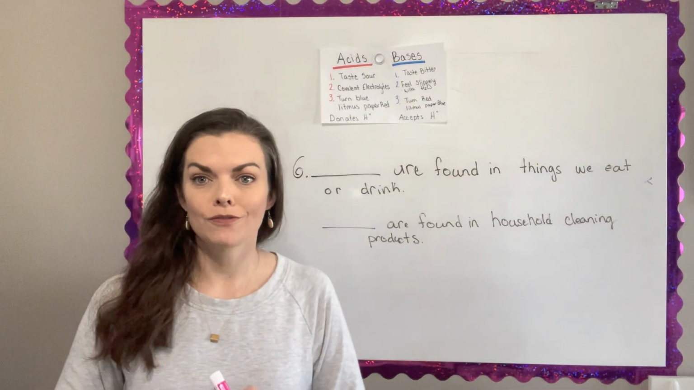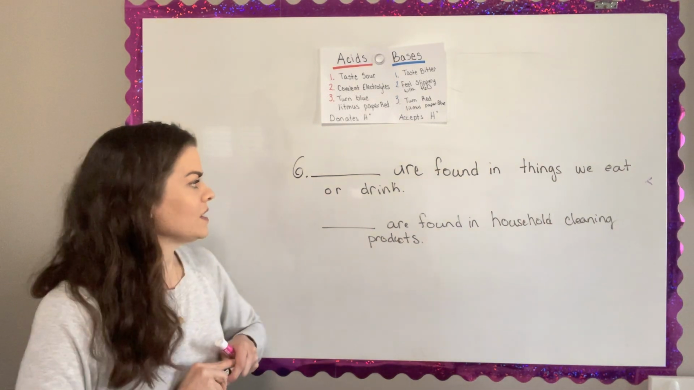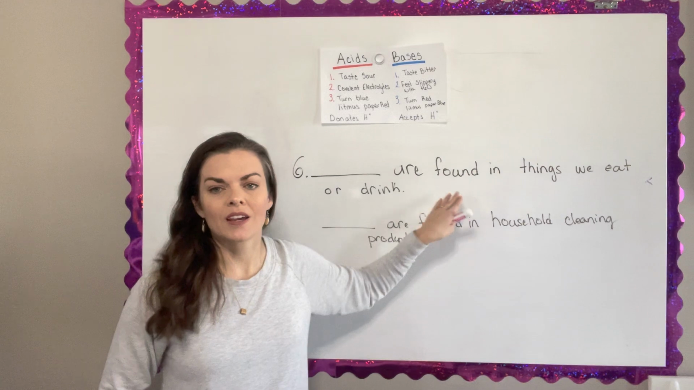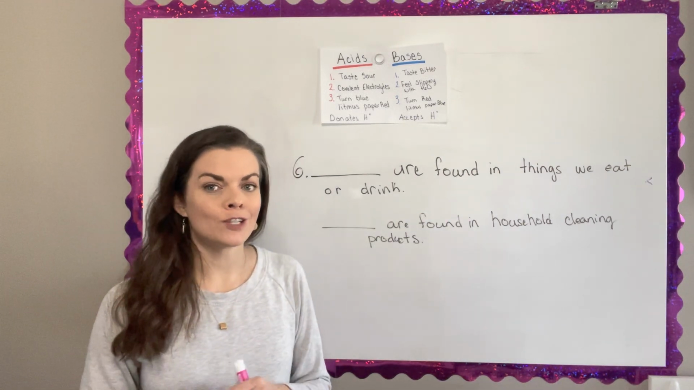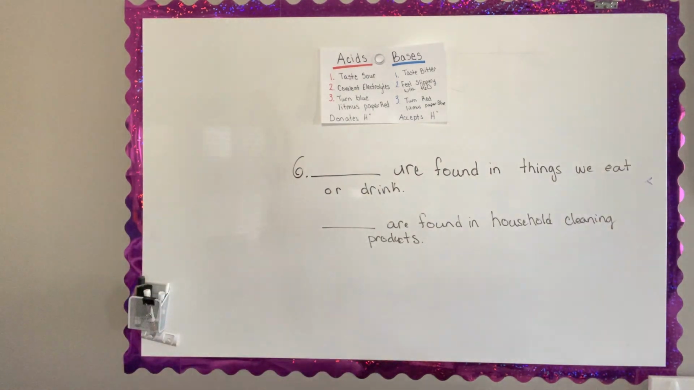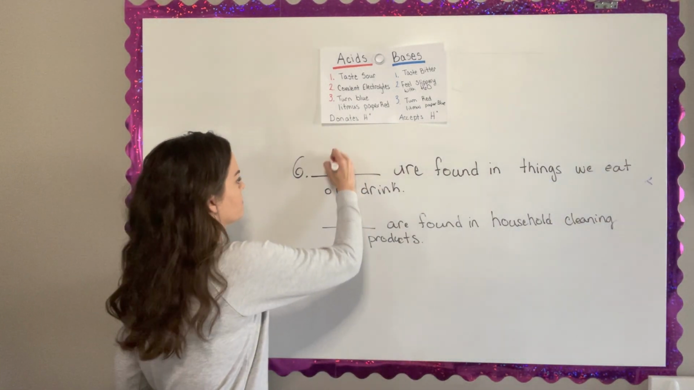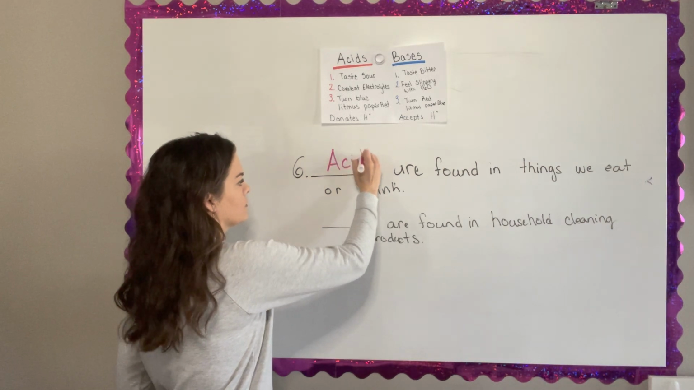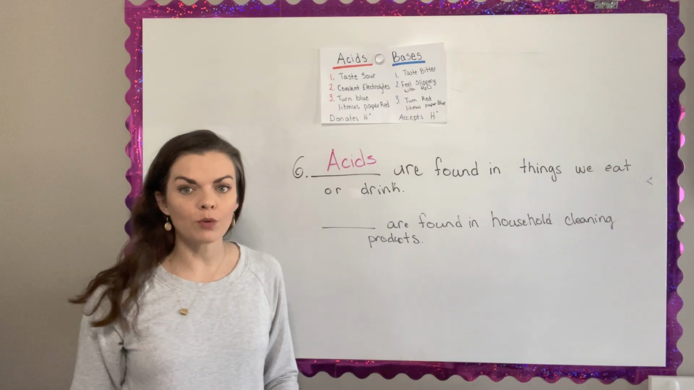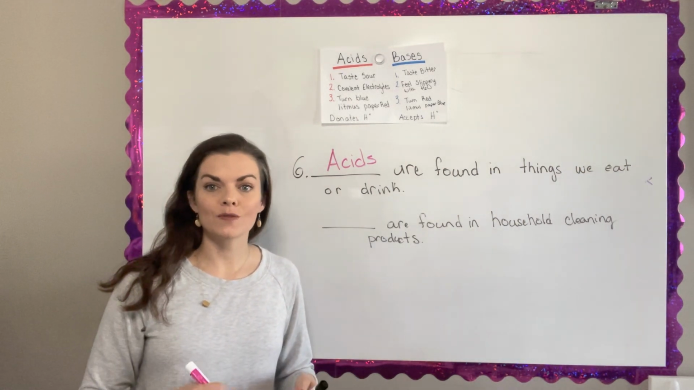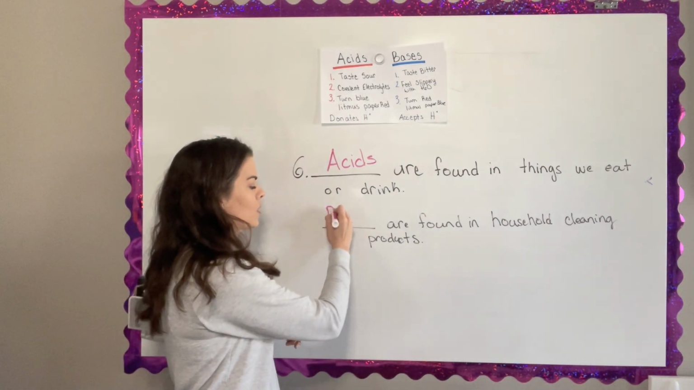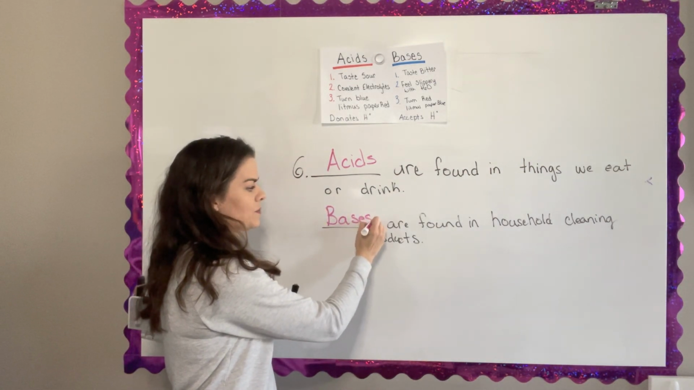Question number 6 is a fill in the blank. The first blank says blank are found in things that we eat or drink. If you remember from lab, a lot of the things that you tested that you eat or drink are actually acids. And then the second blank is what is found in household cleaning products. We've talked before that bases feel slippery when they're wet, and those are soaps. So your cleaning products are usually bases.